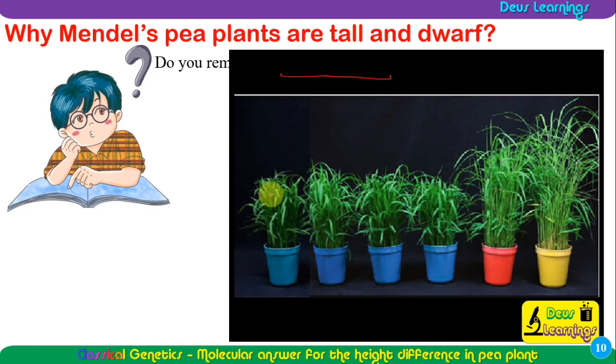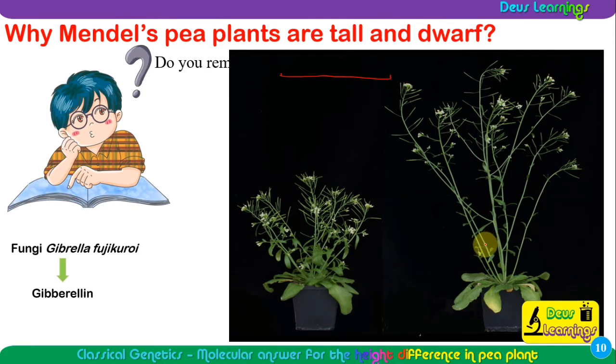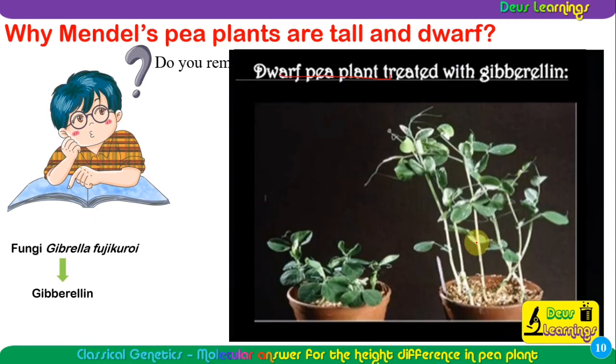Generally, the rice seedling height is like this, short. But some plants are tall. Why are they tall? Later they found that there is a fungus called Gibberella fujikuroi which infects them, and this fungus produces a kind of plant hormone known as gibberellin. When you spray gibberellin even on a dwarf or short plant, they show elongation in their stem length. If you spray gibberellin on a dwarf pea plant, you can see that it becomes tall. That means gibberellin has to do something with the height of the plant.